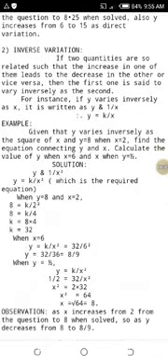Now for the inverse variation, if two quantities are so related such that the increase in one of them leads to the decrease in the other, and vice versa, which means if one quantity increases and the other quantity decreases, or if one quantity decreases and the other increases, that is what the inverse variation is telling us.